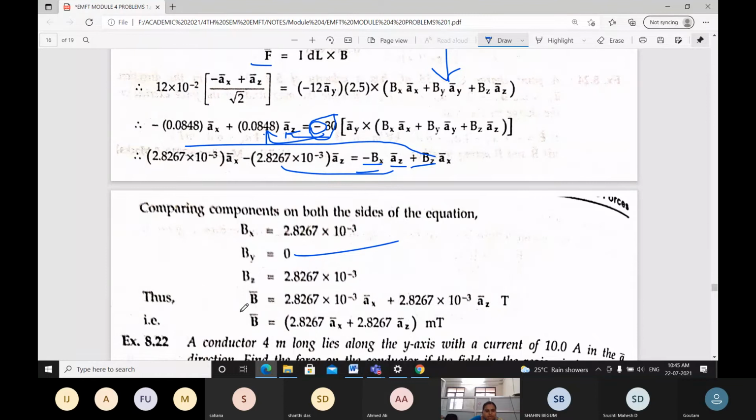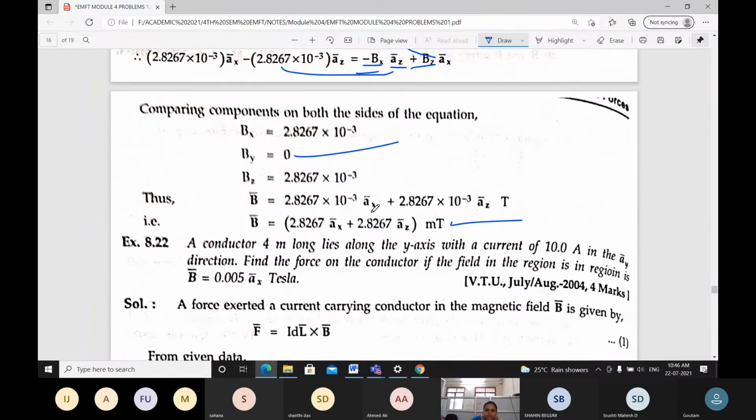Therefore, what I can write, the total flux density B is going to be 2.8267 into 10 raised to minus 3 AX plus 2.8267 into 10 raised to minus 3 AZ Tesla. Then I can write it in terms of milli. Just here you can write it off. A simple problem.